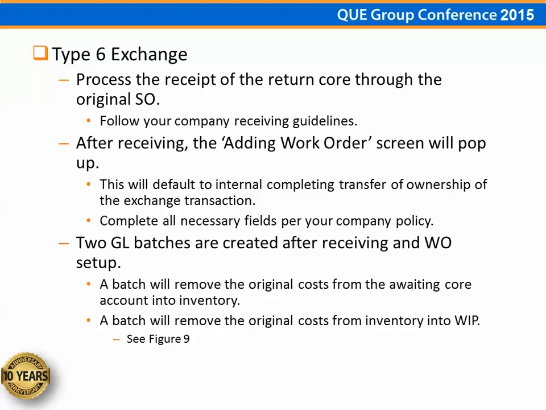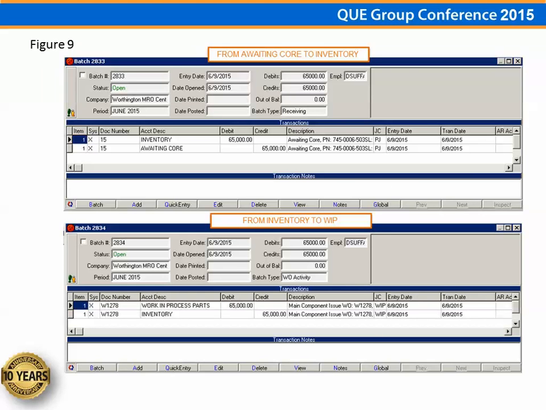Two GL batches are created now after receiving. A batch will remove the original cost from a waiting core, and put into inventory, and then right back out of inventory into WIP for that original stock value. And these are the 2 GL transactions.